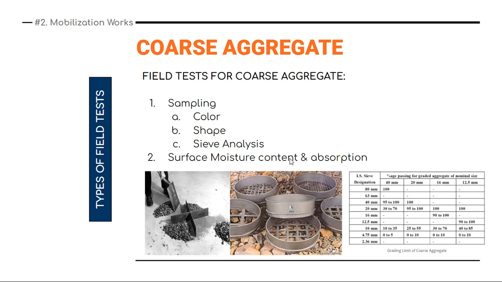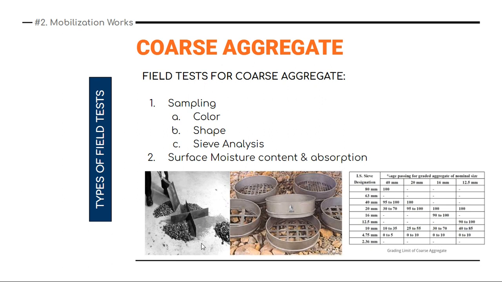Then sieve analysis, this is the best way possible to check the gradation of coarse aggregate, right? The way we are doing it in sand, the same way we are doing it in aggregate, but here the sieve designation will change. It will start from 80 to 2.36 mm, right? So this is how the sieve analysis test is done. More on this will be given in the field test while doing it practically, on your side.